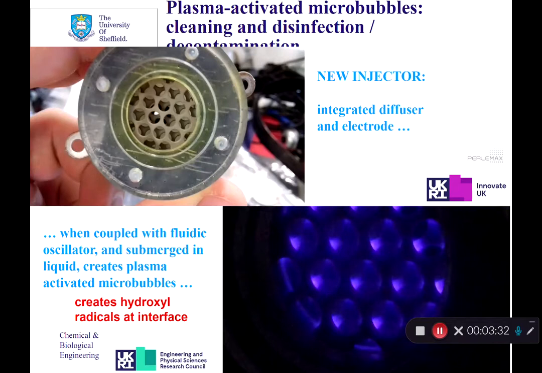So plasma activated microbubbles are the next thing that was tried, and you can see the new injector with the diffuser and the electrode, and it's submerged in liquid and creates plasma activated microbubbles. And the key thing here is it creates hydroxyl radicals at the interface.